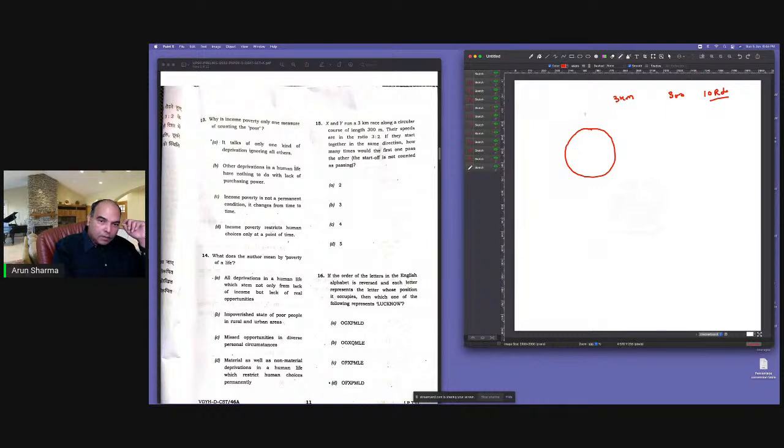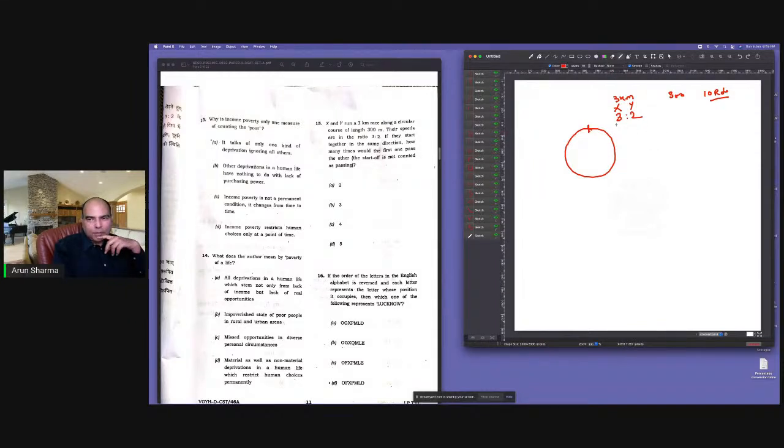Their speeds are in the ratio 3:2. Abhi toh time speed distance ho gaya. Theek hai, X aur Y ka speed ratio 3:2. If they start together in the same direction, how many times would the first one pass the other? The start is not counted as passing. So essentially, kaise karoge?